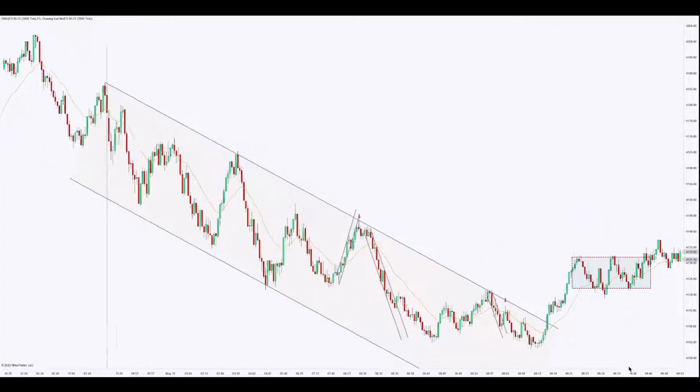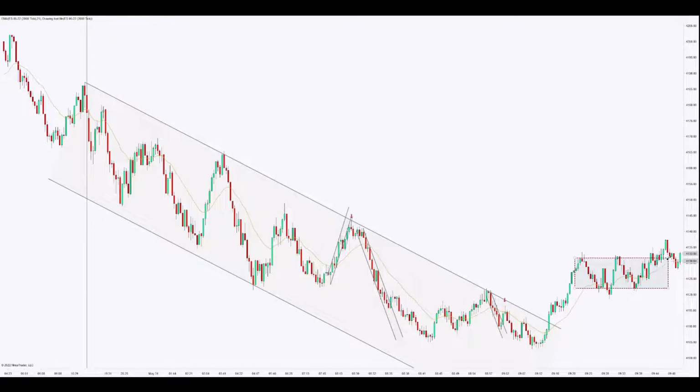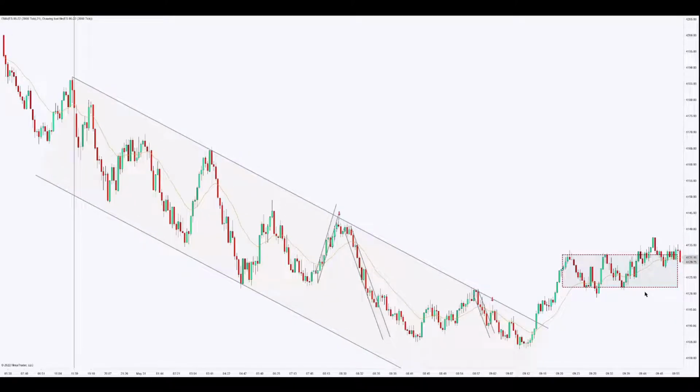I had it like this. And I'm waiting for a setup off the highs to go short because I didn't really want to buy because I was still expecting a new low for the downtrend. So I'm waiting for a short up here. There's really nothing that great. Eventually we break out, but it just doesn't look that good.